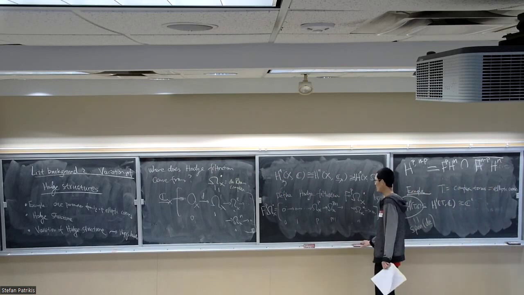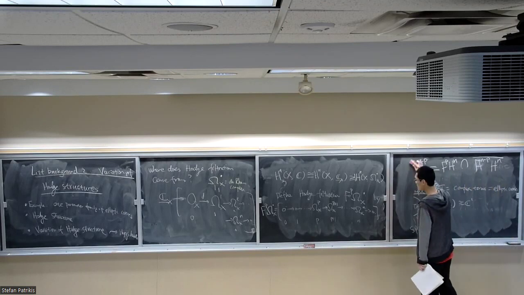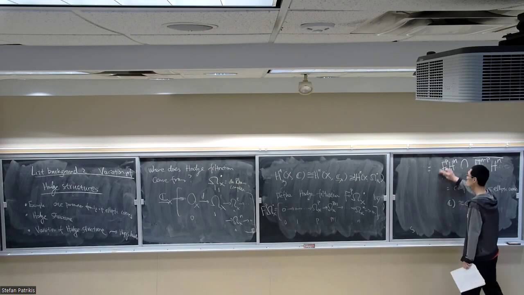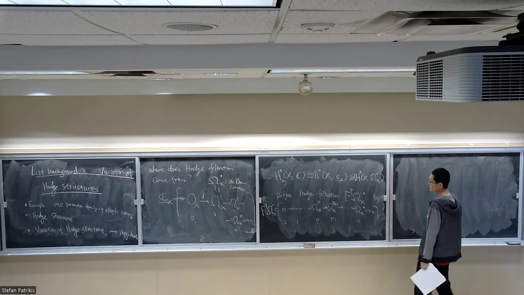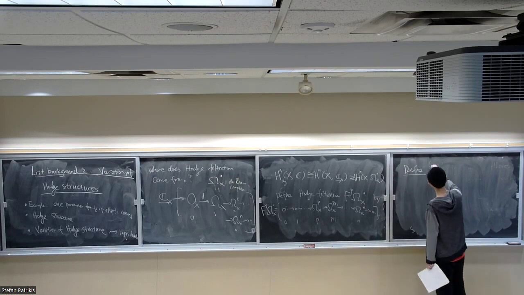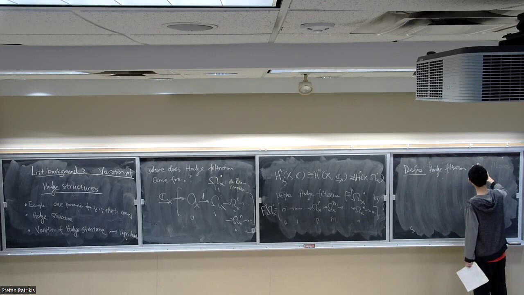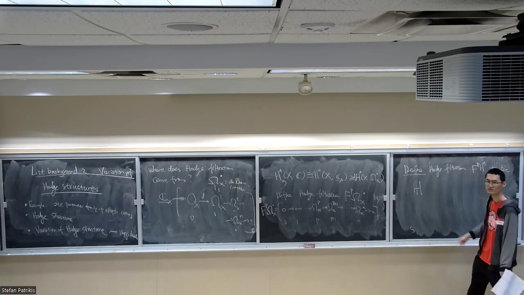So that's the Hodge filtration on the complex, and so then we define the Hodge filtration on the homology FPHN to be taking the hybrid homology of the truncated sheaf.